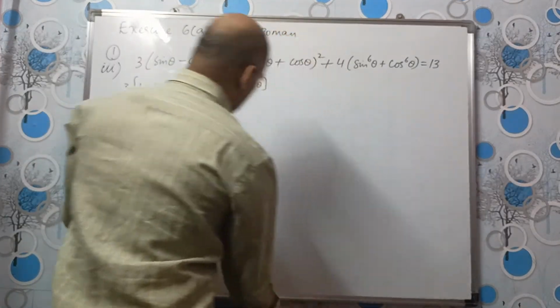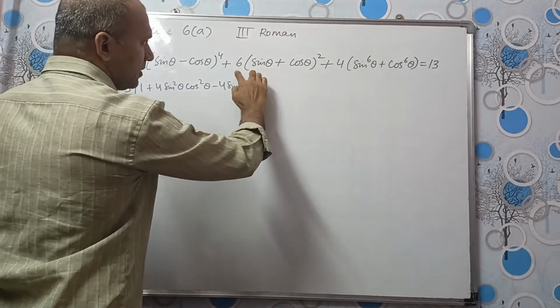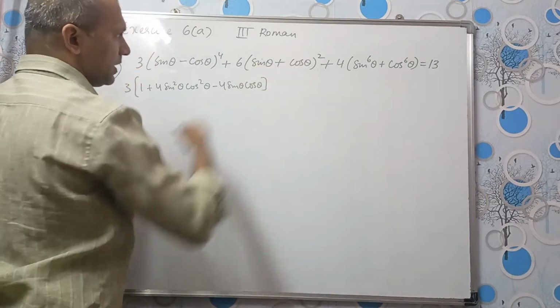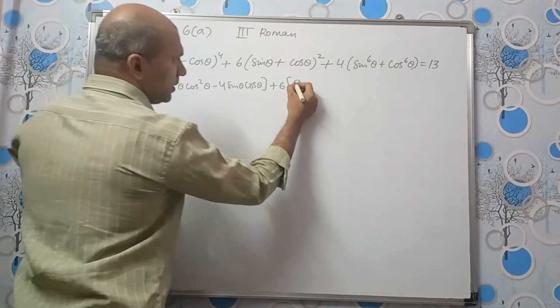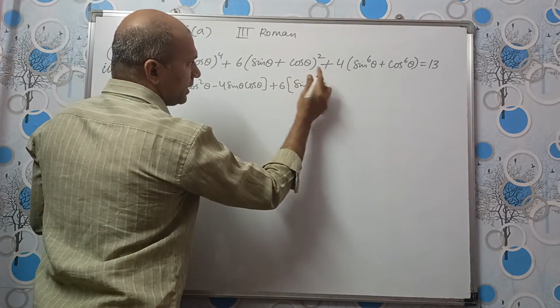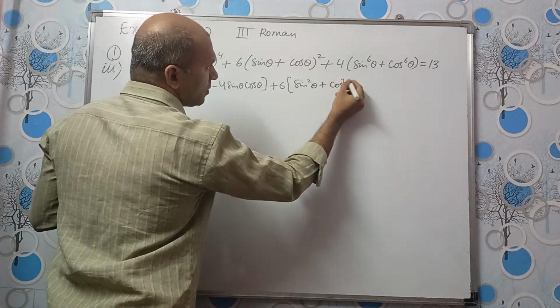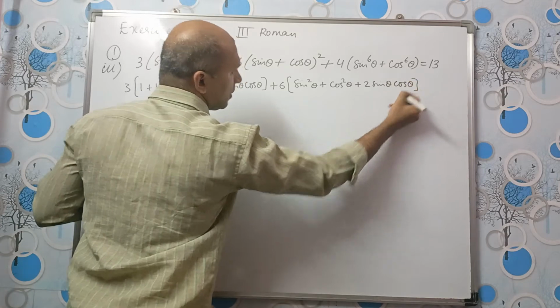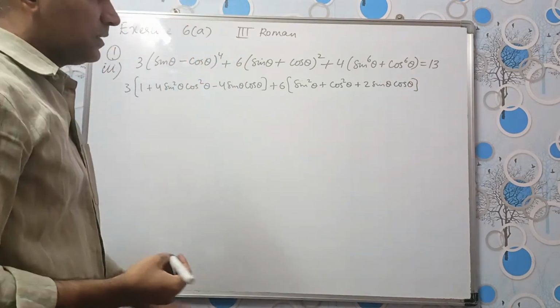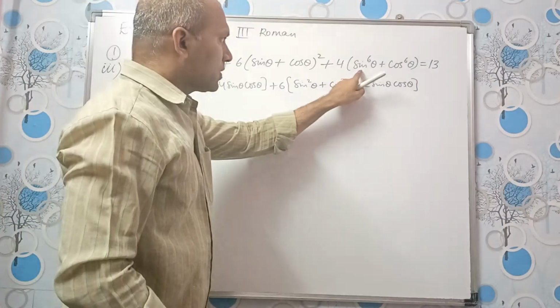So this part is done. Let us simplify (sin theta + cos theta) whole square. This is straightforward, right? So this will be sin square theta plus cos square theta plus 2 sin theta cos theta. Okay. What about this one?